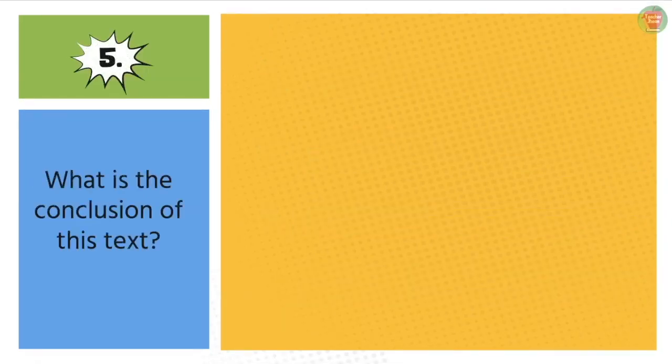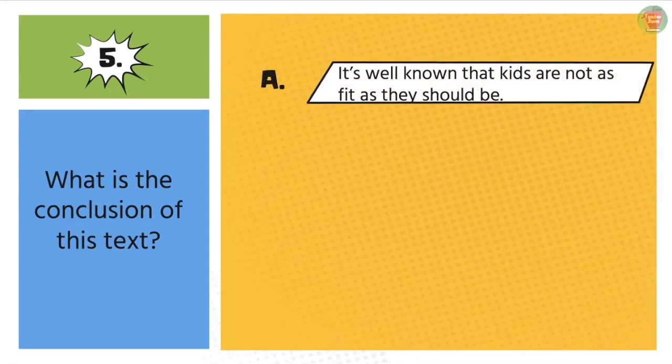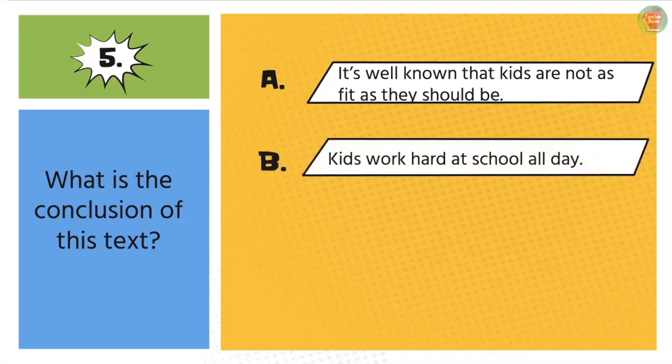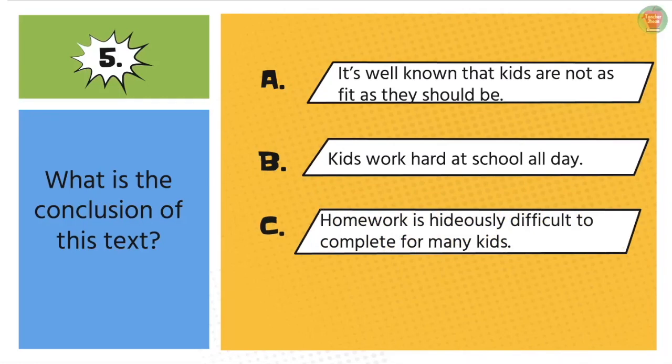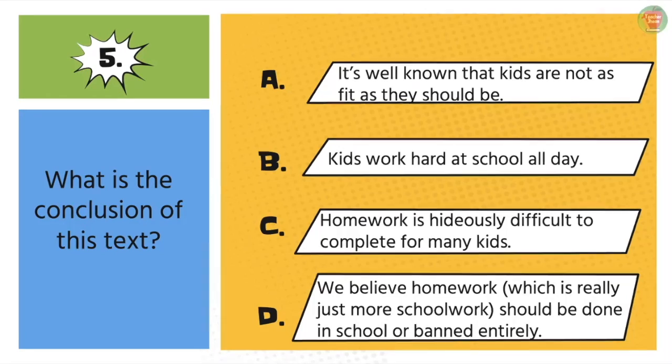Five. What is the conclusion of this text? A. It's well known that kids are not as fit as they should be. B. Kids work hard at school all day. C. Homework is hugely difficult to complete for many kids. D. We believe homework, which is really just more schoolwork, should be done in school or banned entirely.